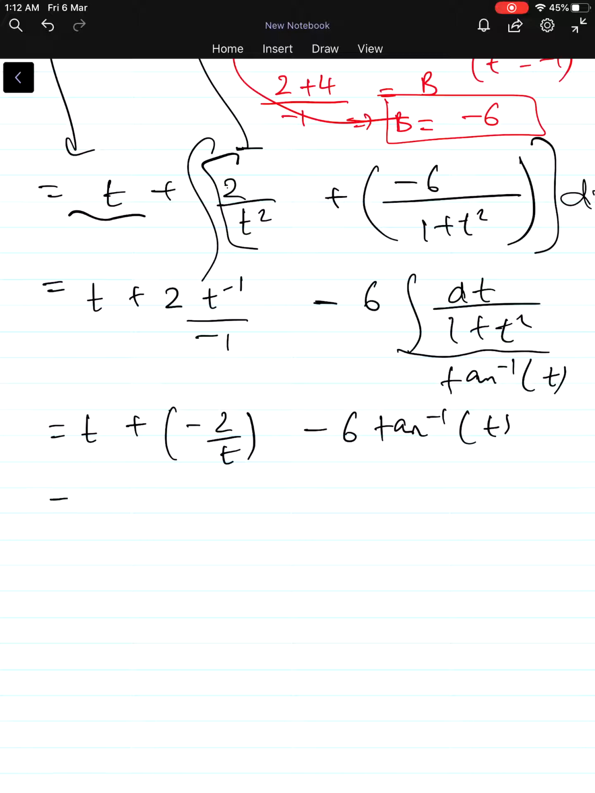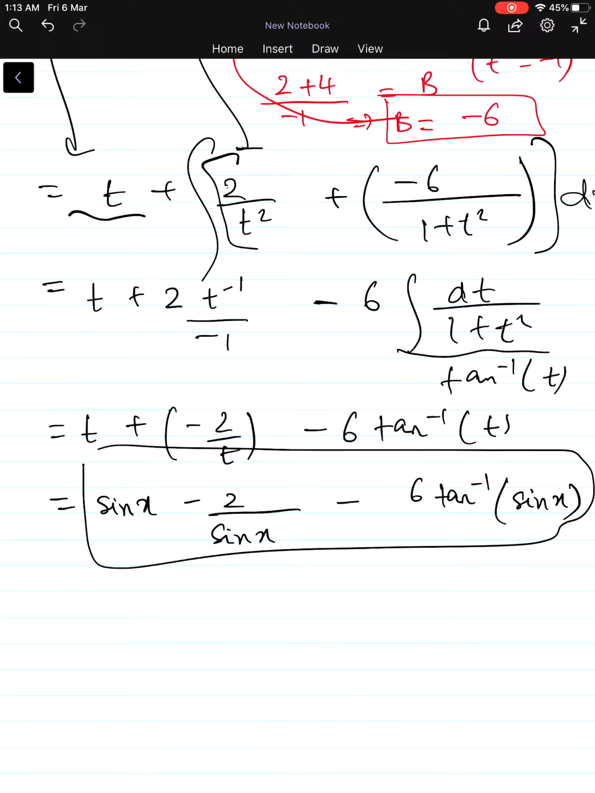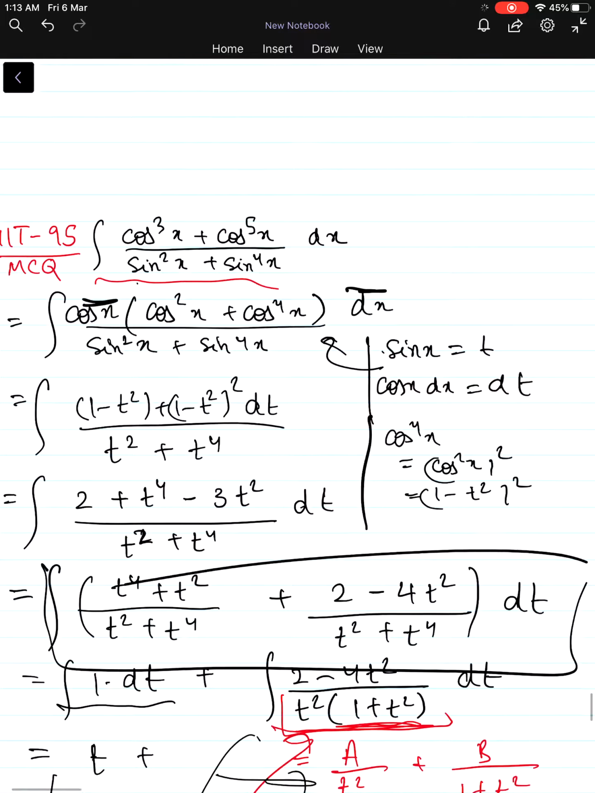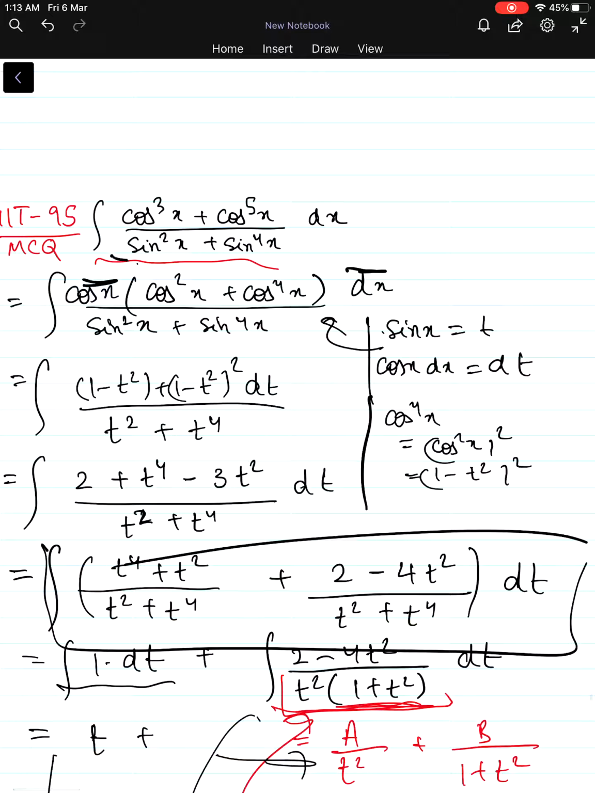Now we substitute t equals sin x, so it becomes sin x minus 2 by sin x minus 6 tan inverse sin x. So this is the answer for the integral problem.